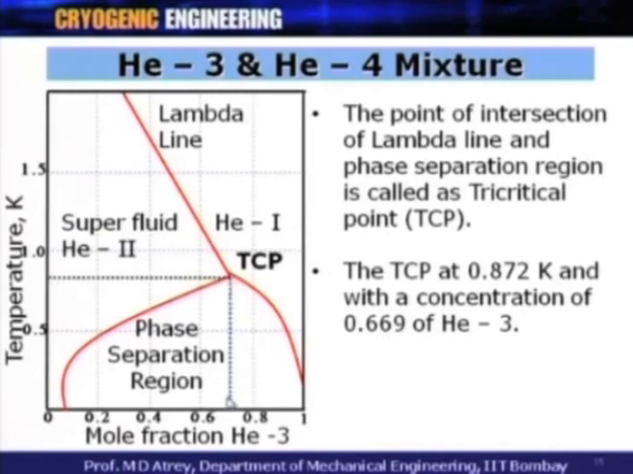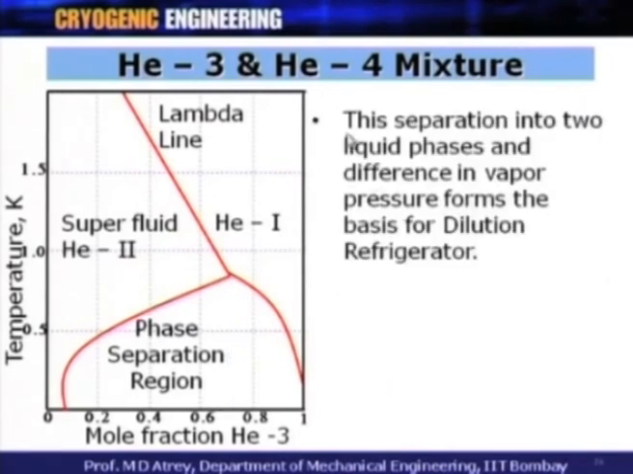These are the very important aspects of helium 3 and helium 4, and they are exploited in a dilution refrigerator. This separation into two liquid phases and the differences in vapor pressure form the basis of the dilution refrigerator. You have a vapor pressure curve at this point, and this phase separation of helium 3 and helium 4. Now, these two, helium 3 and helium 4, are not miscible.